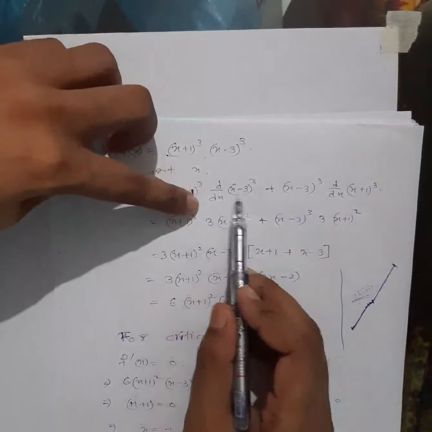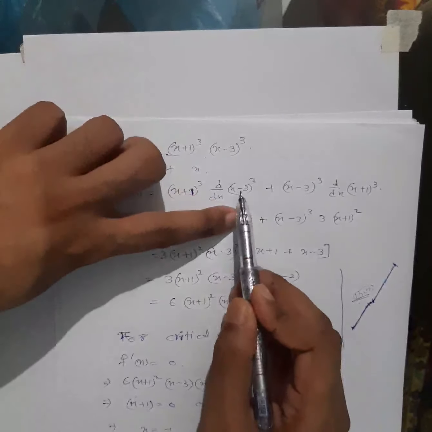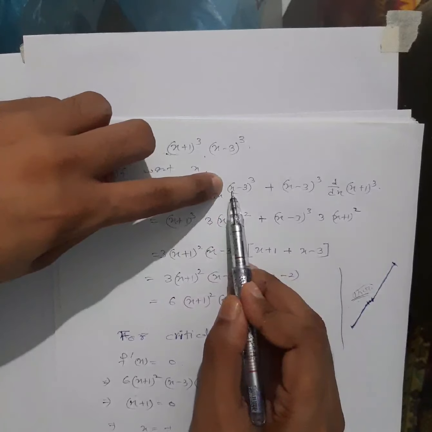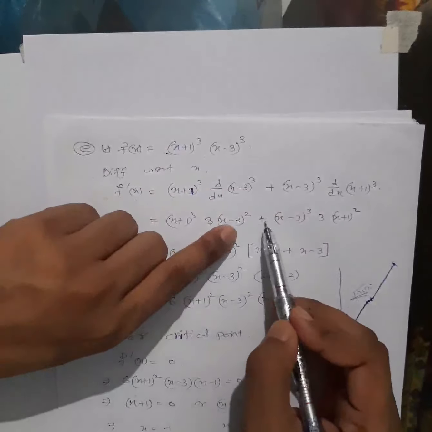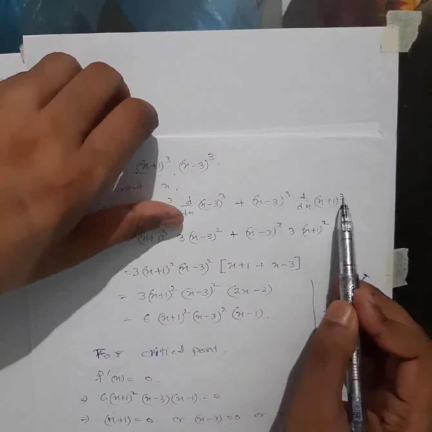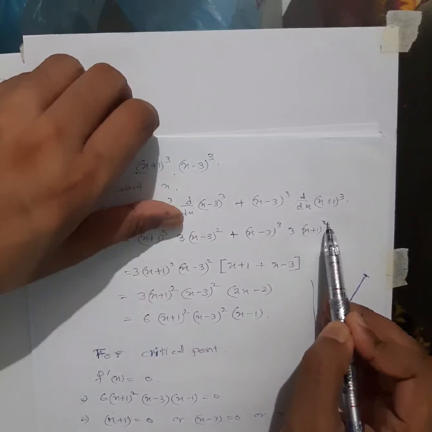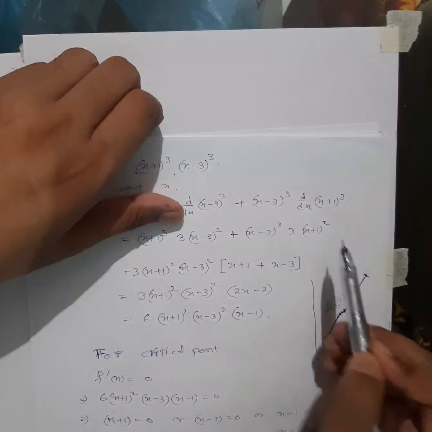Okay, so this derivation, what form is it? X cube form, right? So 3x square. Now if you derive this one again, you will get only dx by dx, which will be 1. So no use of writing, so I have left it here. Okay, plus this as it is. Then if you derive this one again, x cube form, right? So 3x square. And again, if you derive x plus 1, you will get only 1 here. Okay, so no use of writing that also.